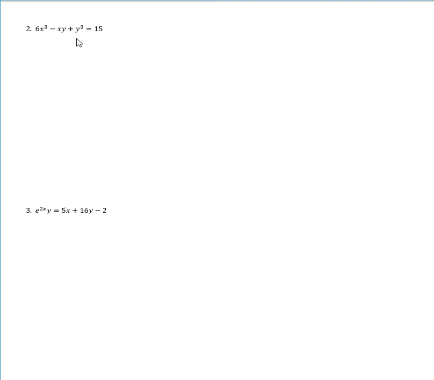Now, a lot of times with these problems, we have to be careful, because notice here we have a product. The minus xy right there is a product. That means I would need to use my product rule. So we have to be, again, very careful. Right here, double check, make sure you've got everything. Just look at it first before you jump right into doing everything.